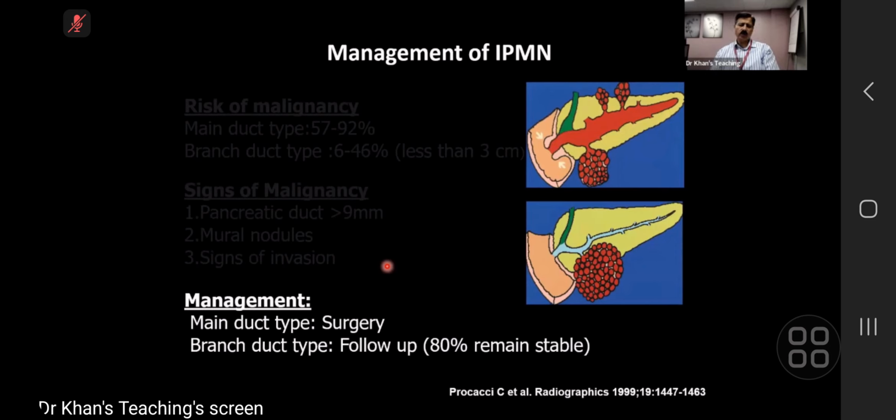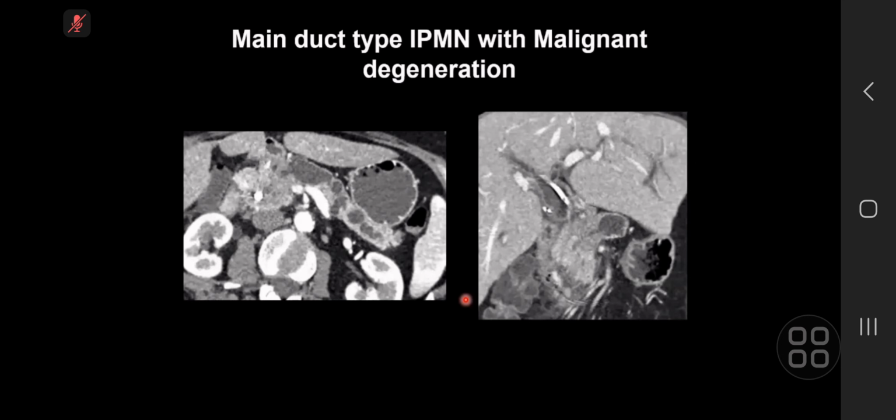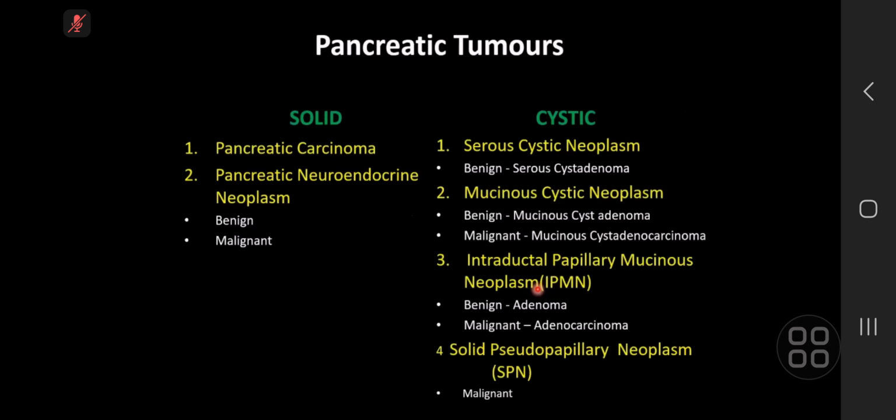This is malignant transformation of main duct type IPMN, where you can see that this is the main duct, and actually right now a stent has been passed. You can see that there is a tumor sitting here. So this was the classification of solid and cystic. The only tumor which is left is solid pseudo-papillary neoplasm.